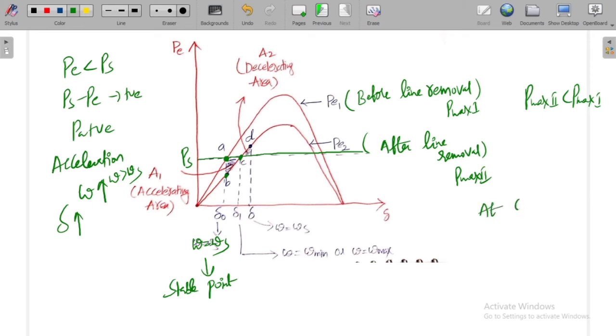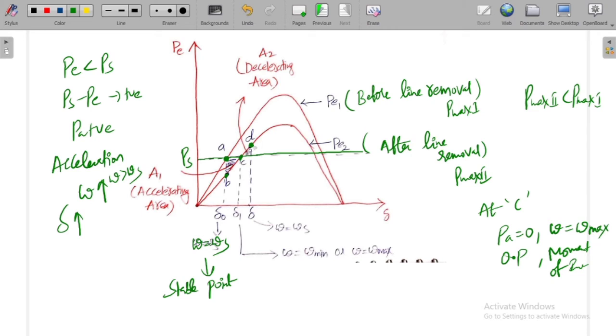Now at C, what happens? From the previous case studies, we can understand that at C, though the accelerating power is 0, omega is equal to omega max. Then we can call this point C the oscillating point. As C is the oscillating point, due to moment of inertia, it reaches up to D. Now again from D to C, it is the swinging back.